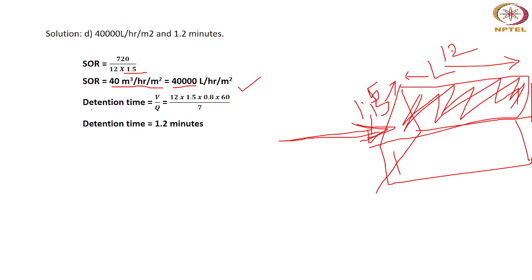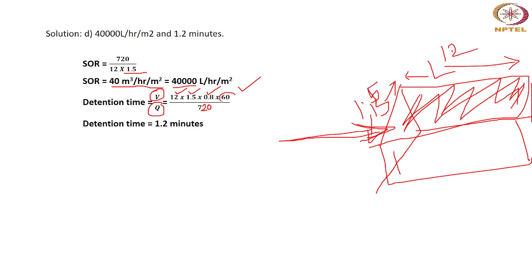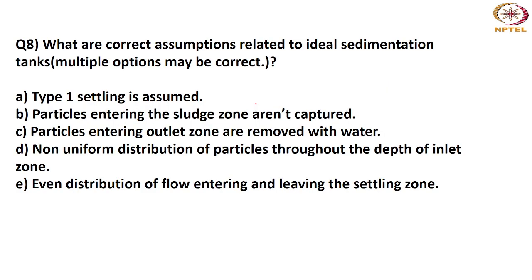Next is the detention time. That is nothing but the volume divided by your flow rate. And here the flow rate was how much? 720, right? So the denominator will be 720. And the volume is 12 multiplied by 1.5 multiplied by 0.8. And we are also converting this from hours. This was in hours, so I'm converting this into minutes, multiplied by 60. If you just calculate, you will get 1.2 minutes. Hope this is clear for everyone. I'll move to the next question.